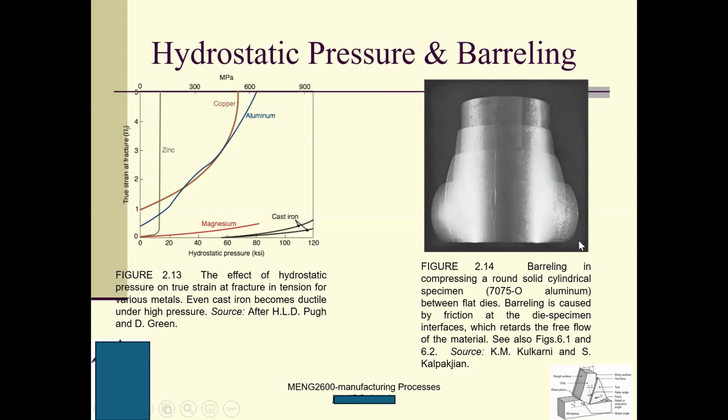That's barreling, in the compression of a solid cylindrical specimen. Barreling makes it look like a barrel. What is the reason for this barreling? Because of friction at the die-specimen interface. This one you may need to know: why do we have this barreling phenomenon? The reason is that there's friction between the die and the workpiece. We will do metal forming modeling using Abaqus. I'm going to give you the video and the details, and then you can do it by yourself.